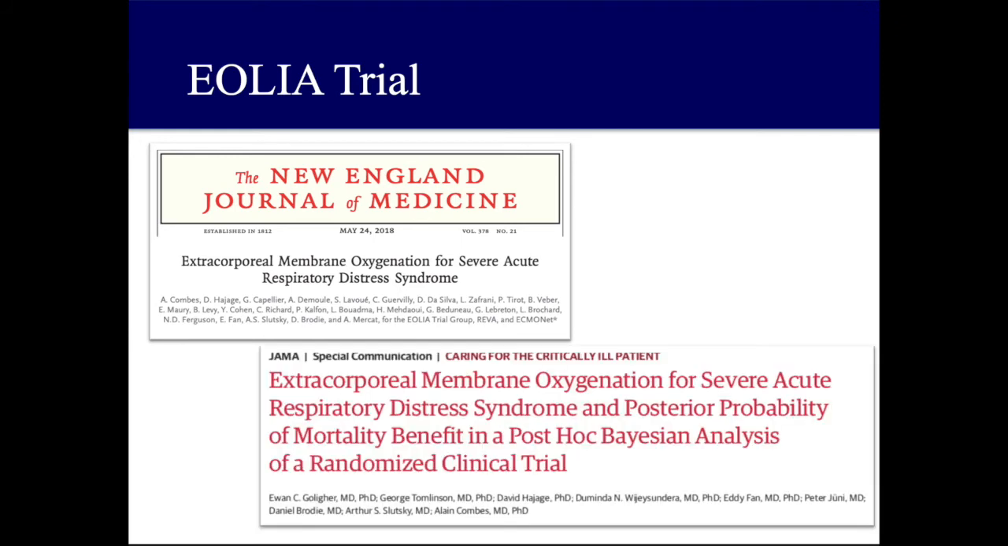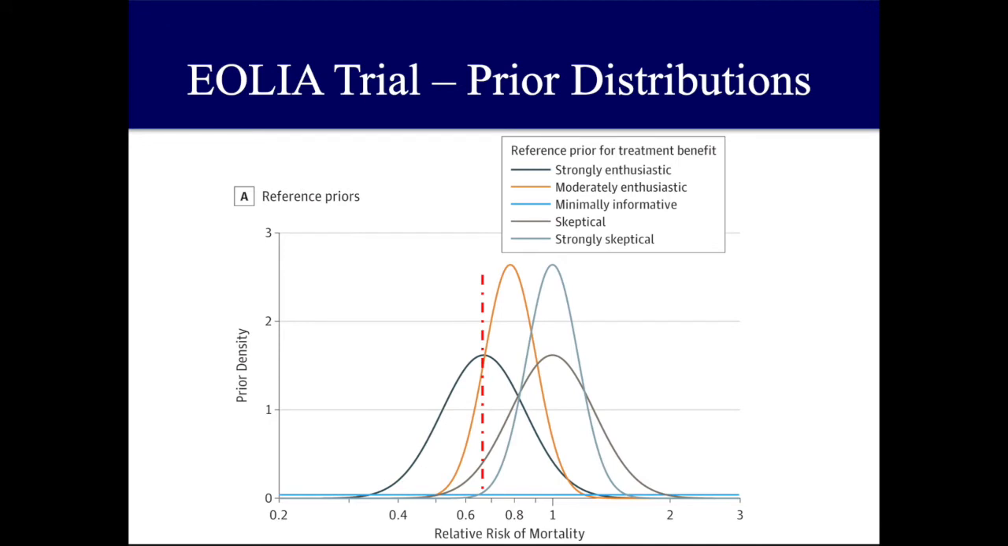So some Bayesians came along and decided to do a post hoc analysis using the Bayesian paradigm. They set numerous prior distributions in order to do these analyses. The dotted line here indicates the minimally clinically important difference as defined by the original study authors. The Bayesians then defined a uniform distribution, which is an equal probability of effect throughout the entire range here.